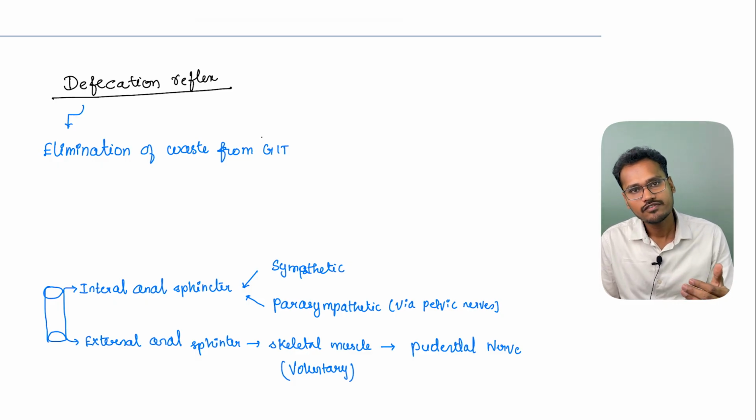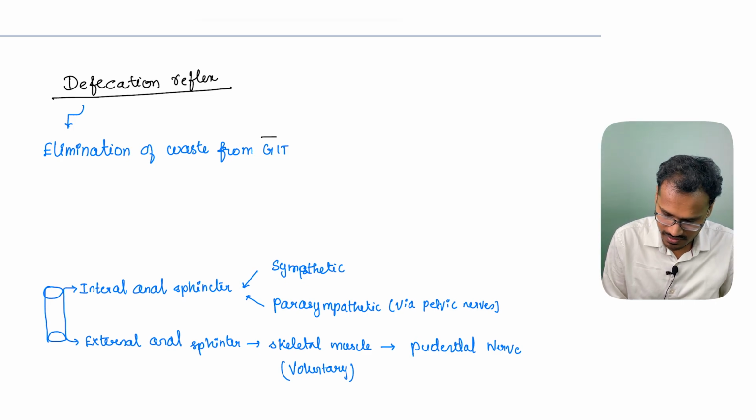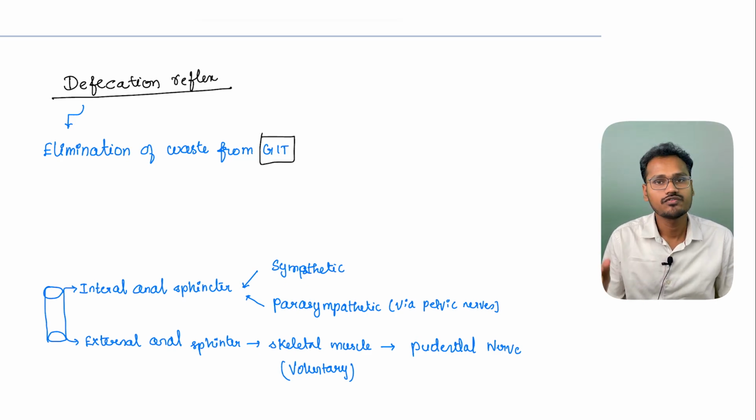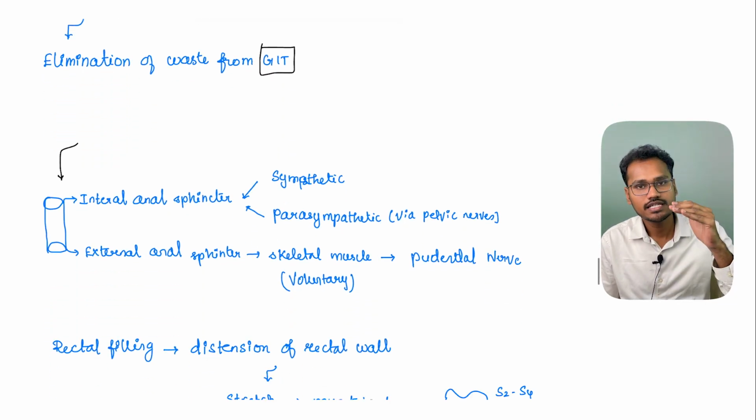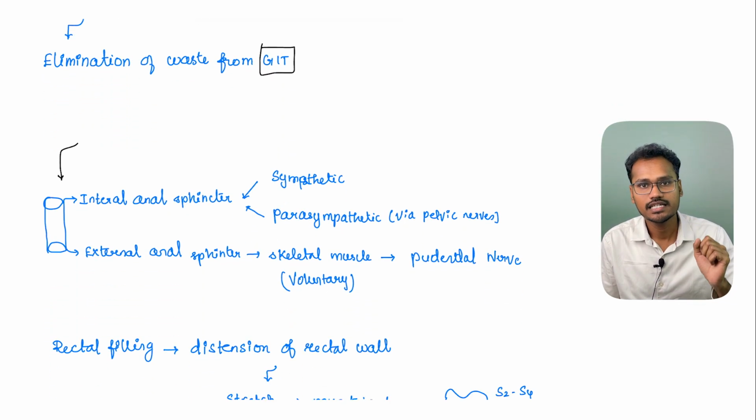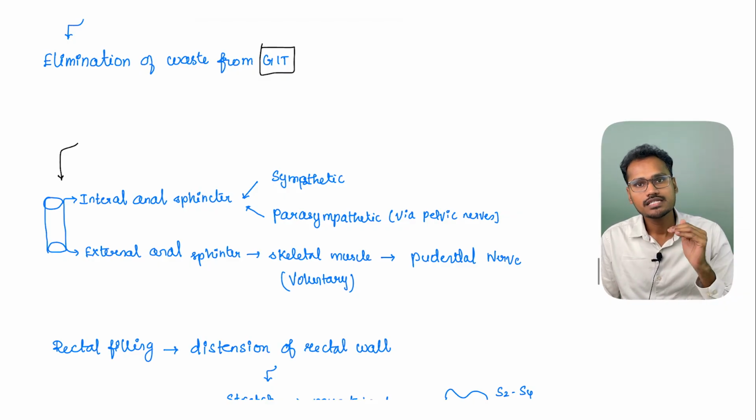So the defecation reflex is nothing but the elimination of waste from the gastrointestinal system, like the feces is sent out from the GIT. Here there are two important sphincters which control the evacuation: one is the internal anal sphincter and the other is the external anal sphincter. At baseline itself, both anal sphincters have a resting tone because it should not be loose.